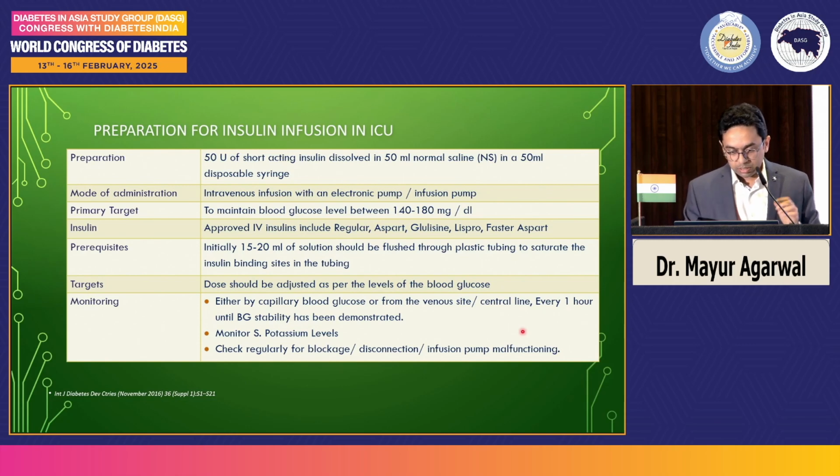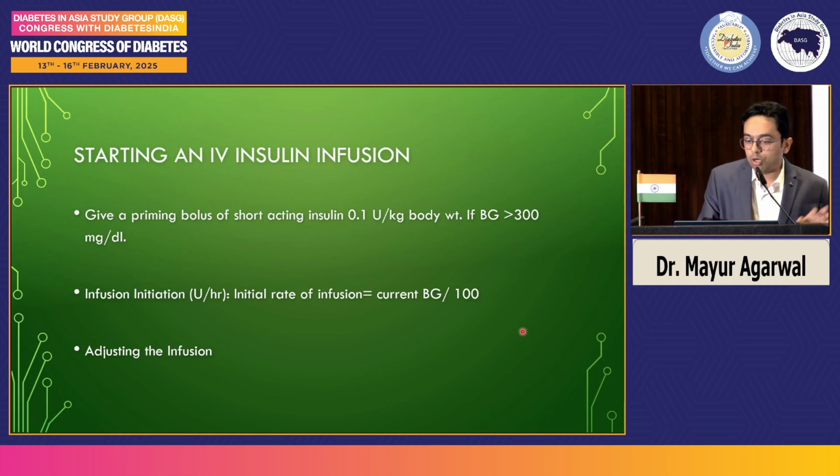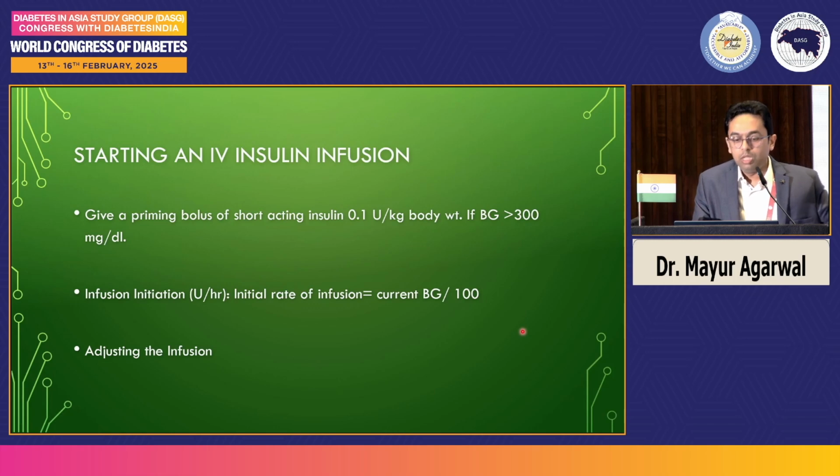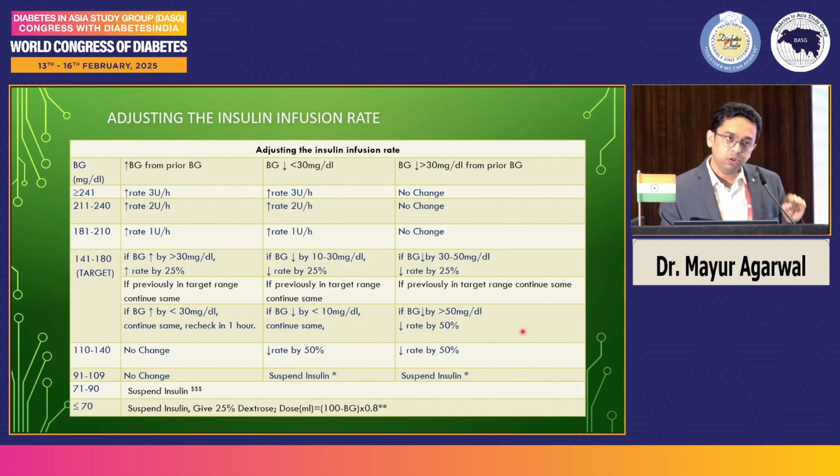So let us see how you titrate. Initiation: there are n number of protocols. What usually is done is 0.1 unit per kg as a bolus. Again, it is very controversial whether to give a bolus or not. Again, it's an institutional protocol. Infusion initiation is a simple thing, dependent on blood sugar divided by 100. Let's say 400, you start with 4. 350, you start with 3.5, something like that. That's the basic thing, initiation.